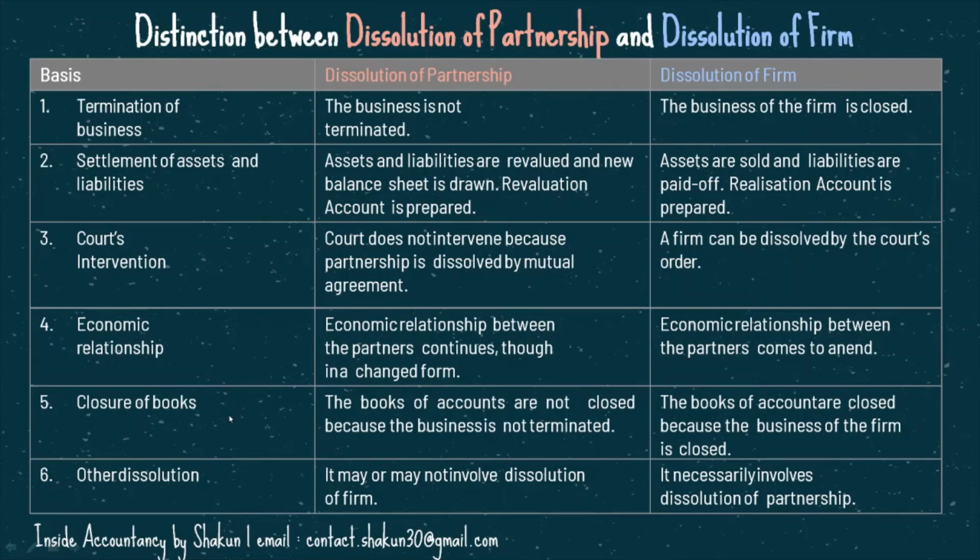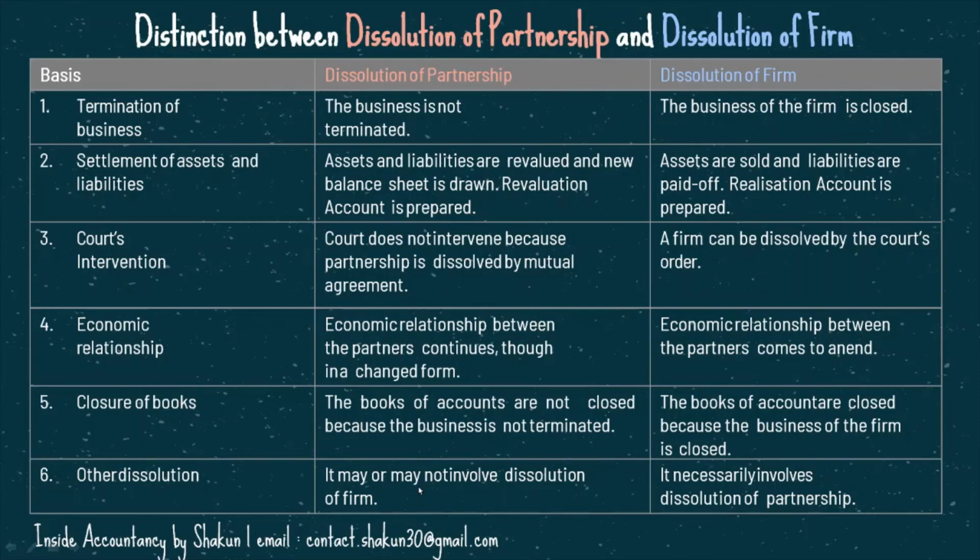Closure of books. Obviously, in case of dissolution of partnership, the business is not terminated, so the books are not closed. But in case of dissolution of the firm, we are going to close the books. We are going to write off all our assets, sell them off, write off all the liabilities, pay them off, and all the books of accounts are closed. Whatever balances have to be paid are paid, and even the partners' capital accounts are closed at the end.